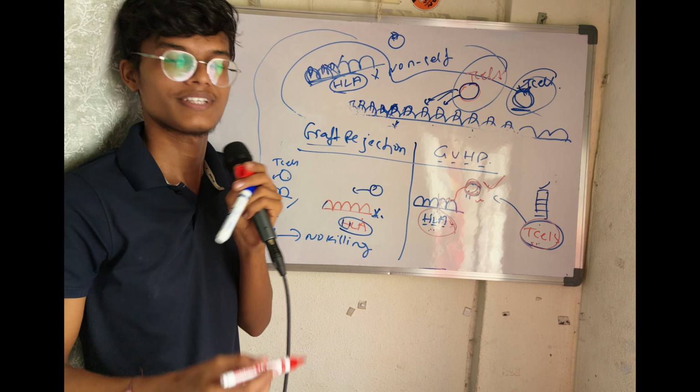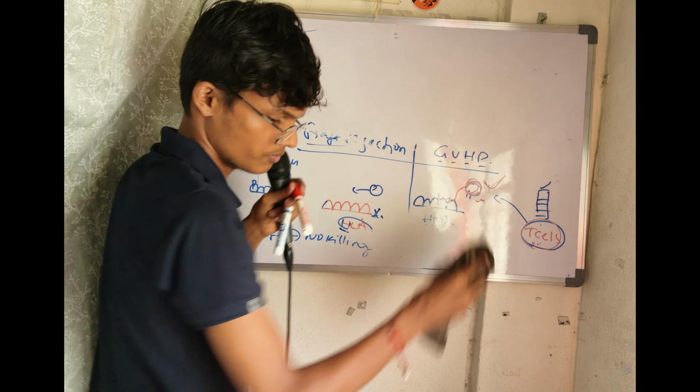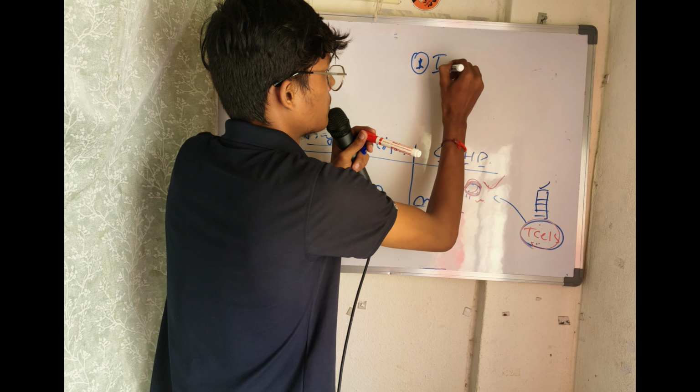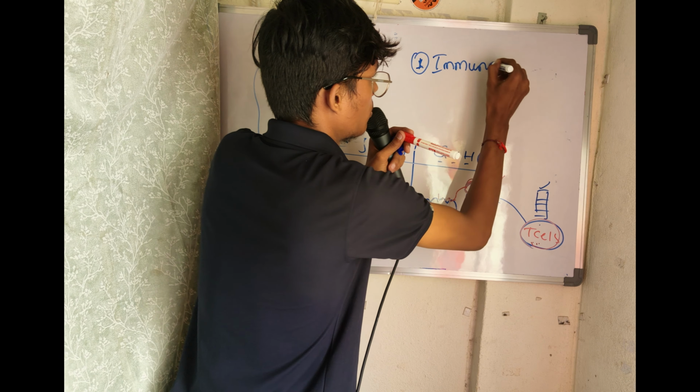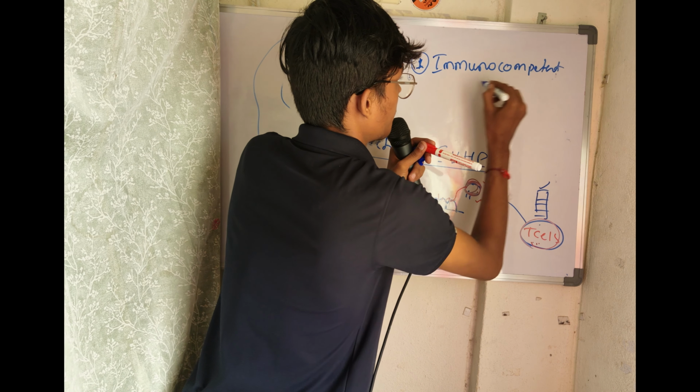So now you may have a doubt: in what conditions might this GVHD happen? I will make much more clarity for you. See, there are 3 criteria. Immunocompetent T cells.